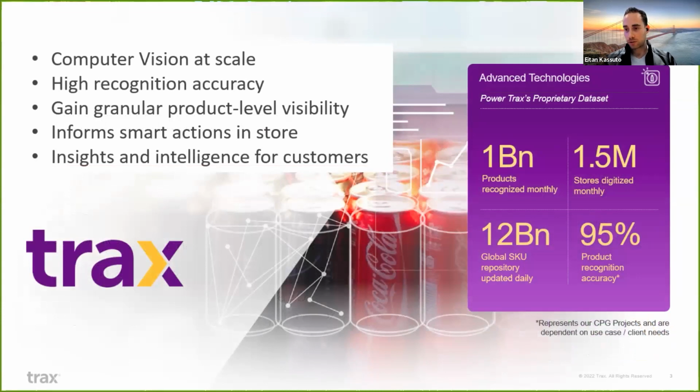So a bit about Trax. Trax Retail at its core uses computer vision to recognize products in retail stores at scale. And we provide this at a very high recognition accuracy. Our customers use this product level visibility to help make smart actions in store, and also to provide insights and intelligence for decision makers. So just some numbers: we recognize around 1 billion products on a monthly basis and digitize around 1.5 million stores on a monthly basis. And we do it at a recognition accuracy of 95%.